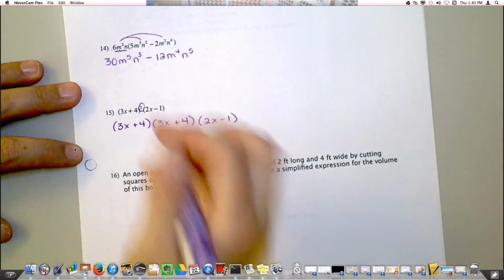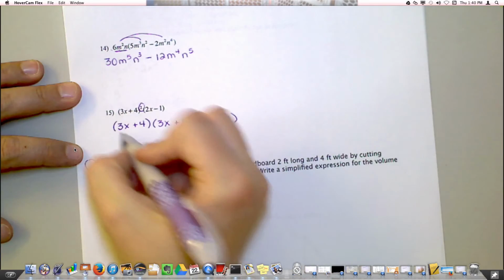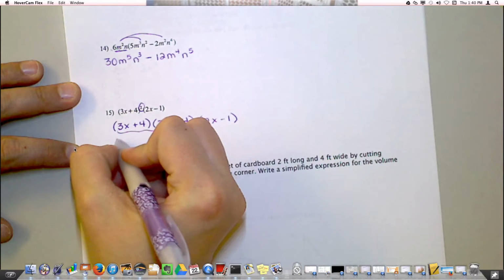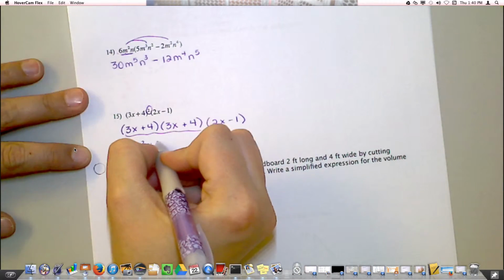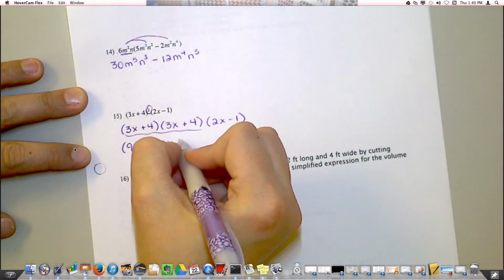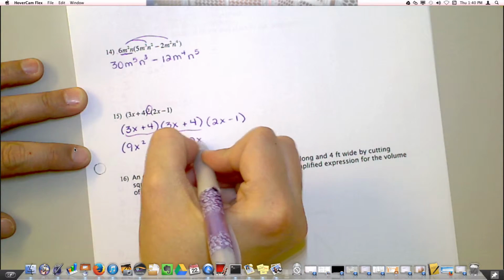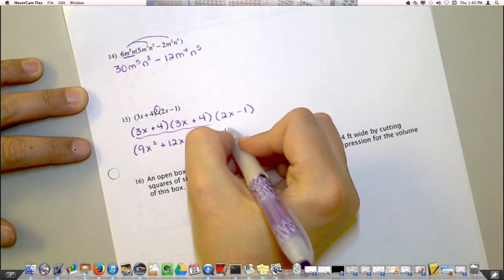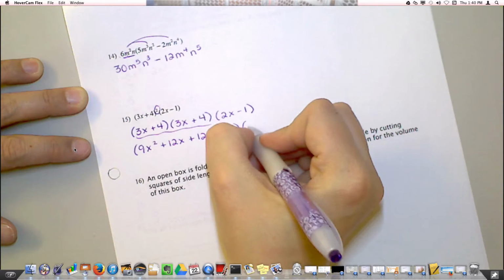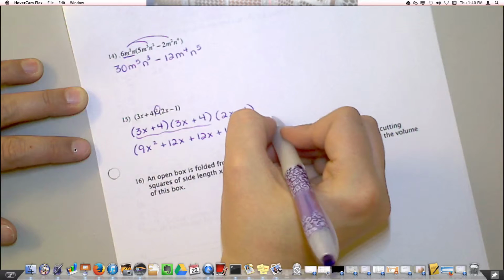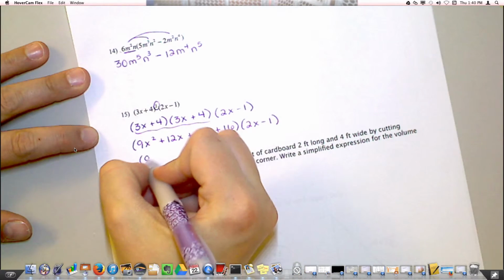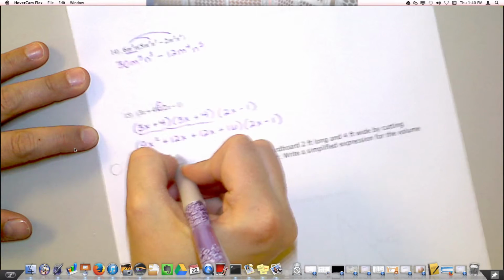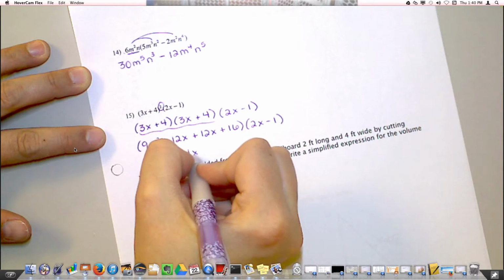Now I'm going to FOIL. What I would do when you have three parentheses like this, I would FOIL the first one. When I FOIL that, it's going to come out to be 9x squared plus 12x plus 12x plus 16 times 2x minus 1. I'm going to go ahead and combine in here. So 9x squared plus 24x plus 16.